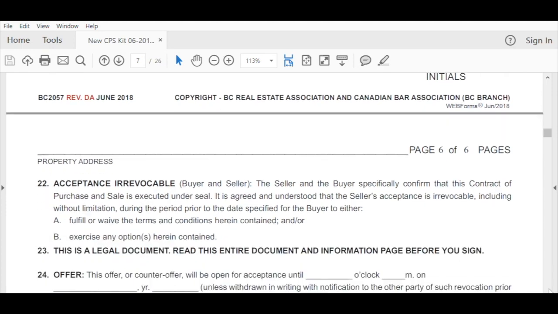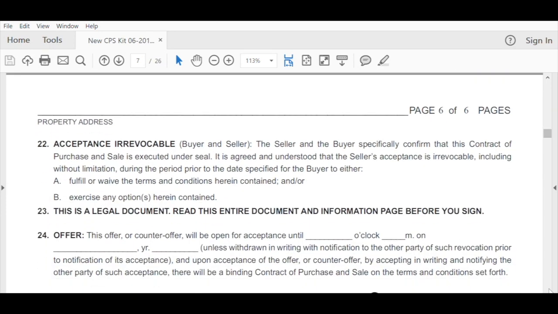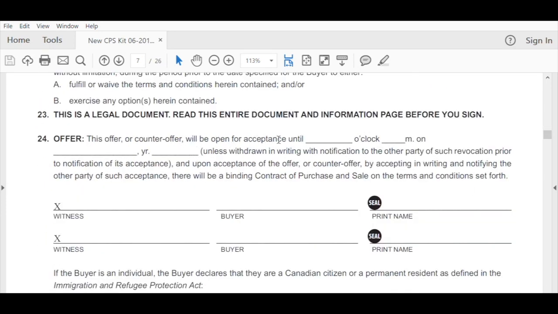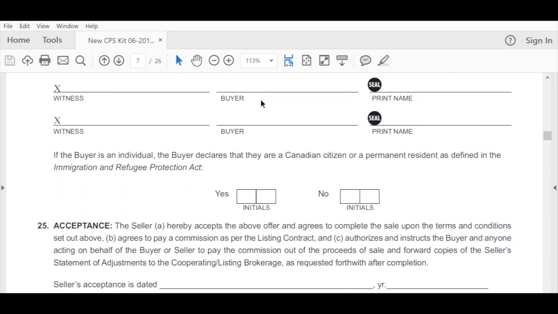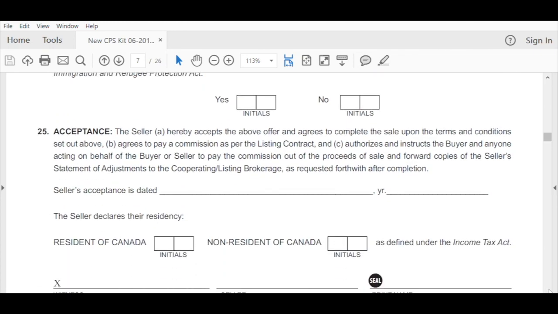So going to the last page, page 6, you have to fill in the date and the time that this offer will be open for acceptance, and then print the names of the buyers, have the buyers' signatures, and also have the buyers initial if they are Canadian citizens or permanent residents, or if they are not, initial right here. And then leave the bottom part for the sellers to fill in for acceptance and declaration.